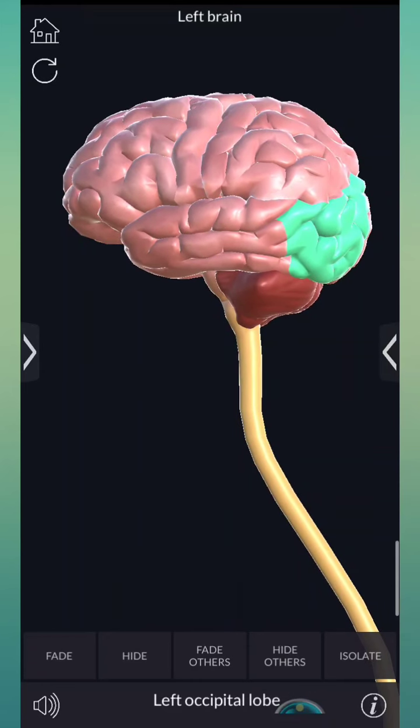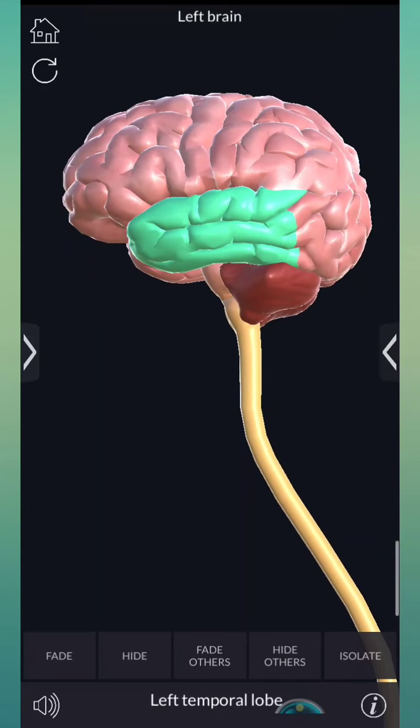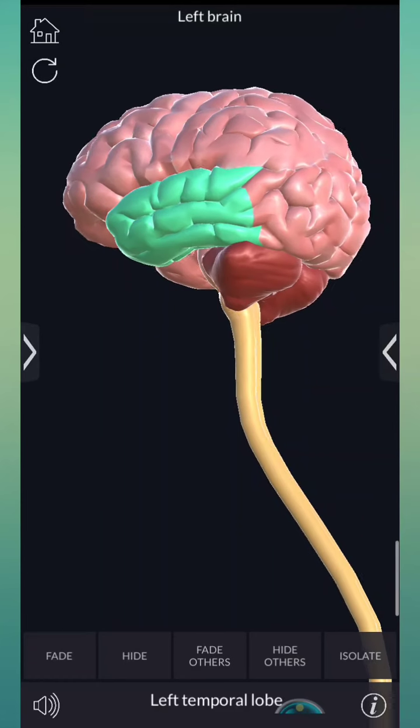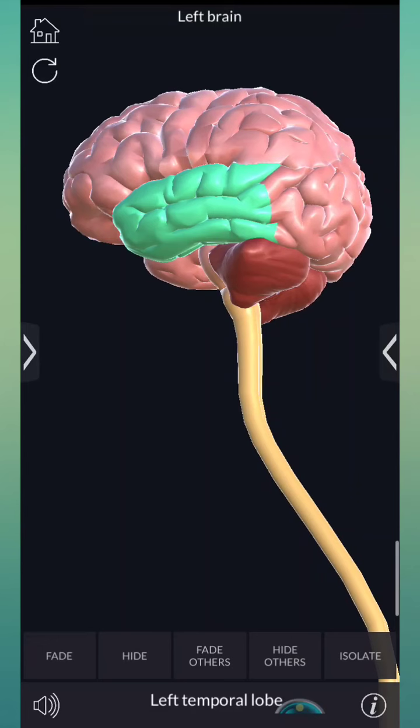You can see beside the occipital lobe is the temporal lobe. It is the second largest lobe. The first largest lobe is the frontal lobe, and the second largest lobe is the temporal lobe. The temporal lobes are most commonly associated with processing auditory information and with the encoding of memory.